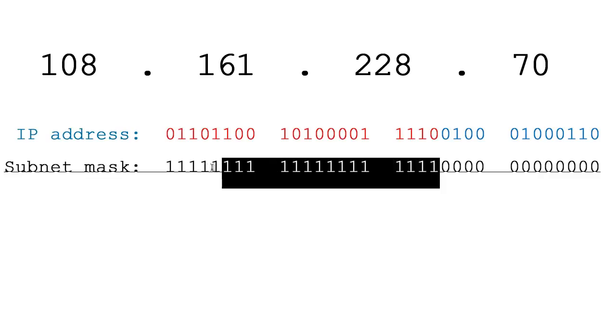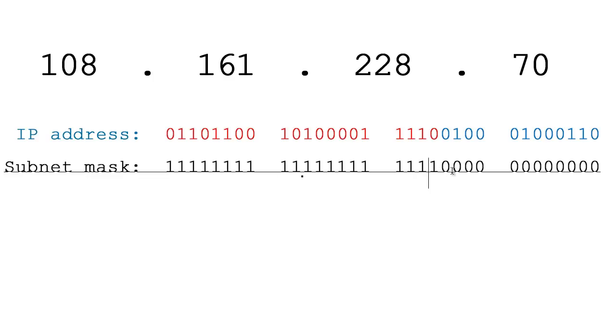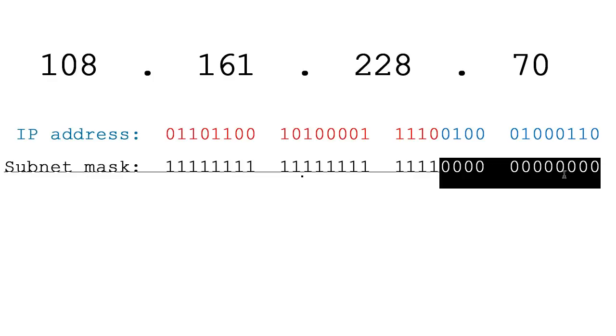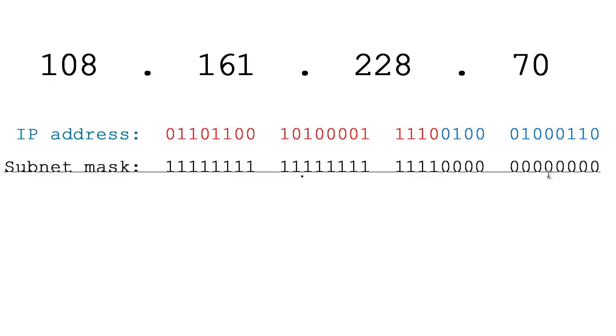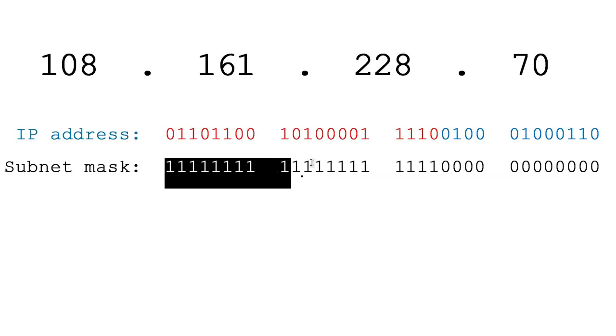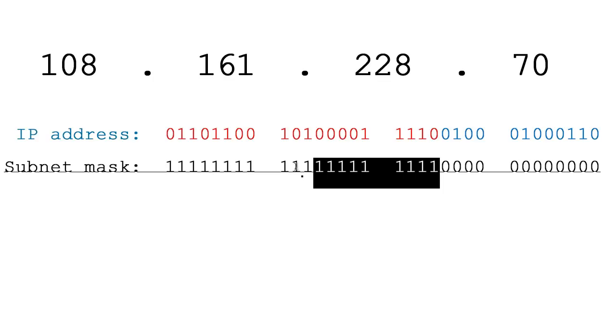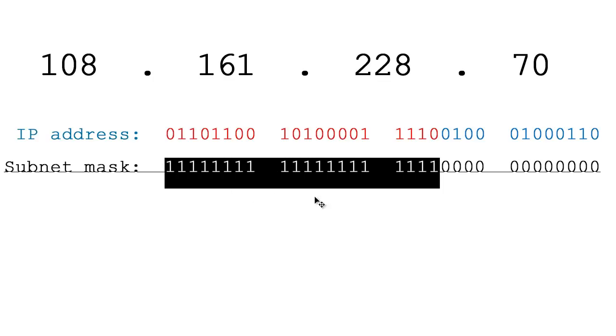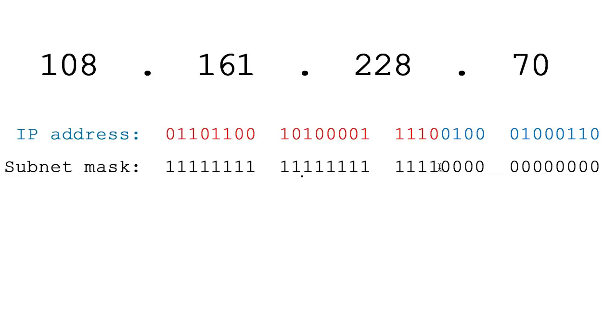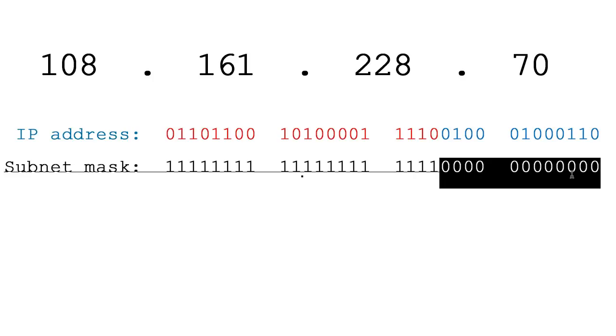Now, whenever we see a 1, this represents that this portion of the IP address is for the network. Whenever we have a 0, that portion of the IP address is for the host. So all subnet masks that you see are always a string of 1s followed by a string of 0s. That's all they are. This means, in this example, that the first 20 bits of the IP address are designated as the network address. The last 12 right here can be used to identify the host, the individual computers.